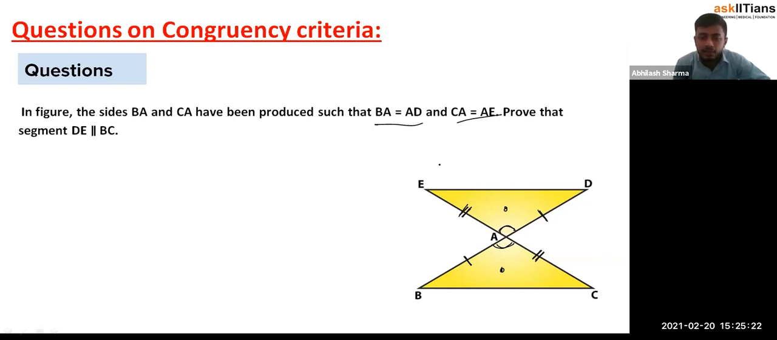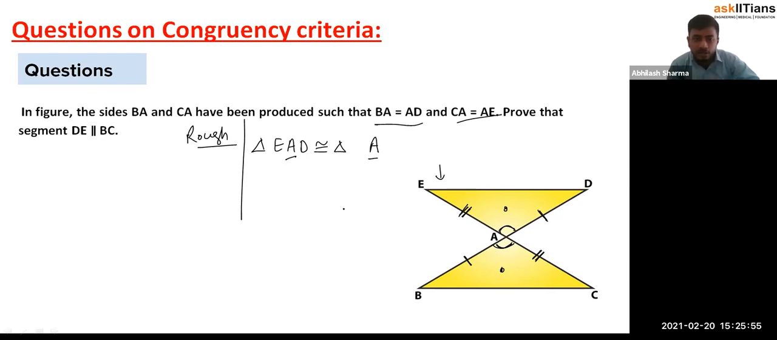Let us say the top triangle's name I write in this manner, triangle EAD. Then in what manner should I write the second triangle's name? That is important, okay? Because the order of the points in the congruence is very important, right? So of course the point A should come in the middle only, because angle A equals angle A here also, correct? Because they are vertically opposite angles. This we are doing in rough, so that we already know the congruence criterion. And then in the fair work we will write SAS in the correct order, okay?